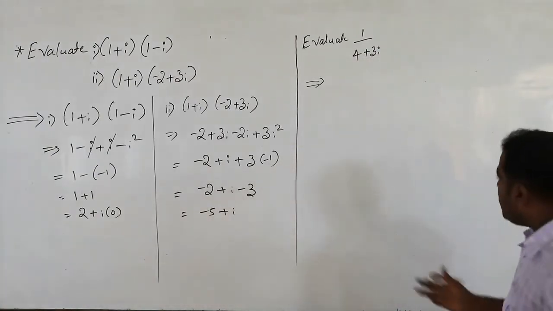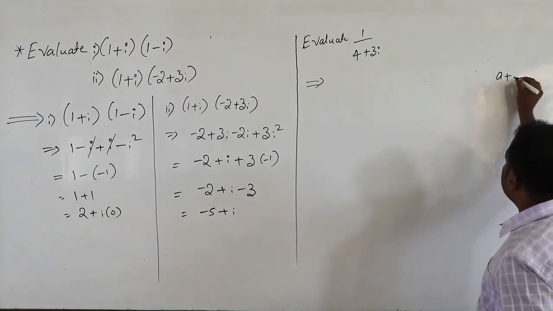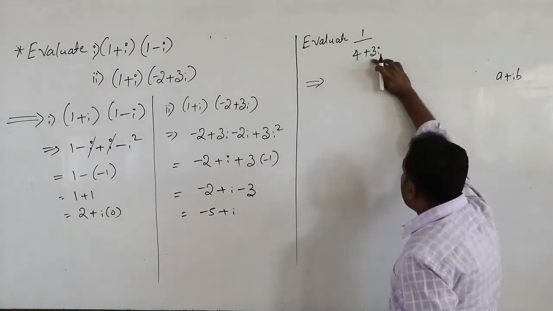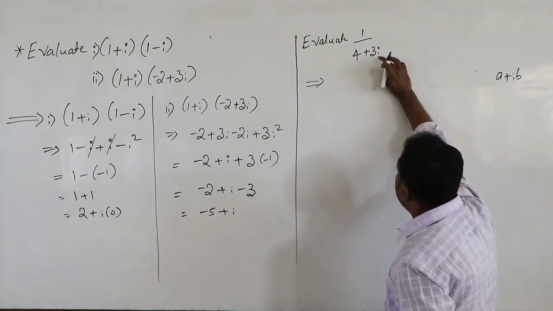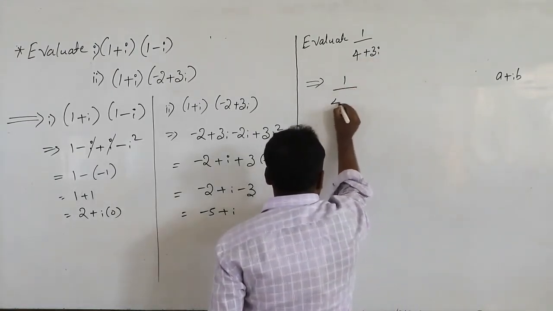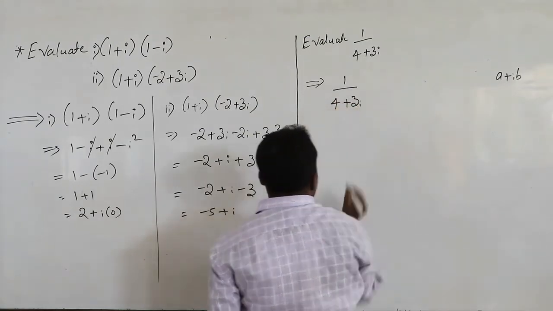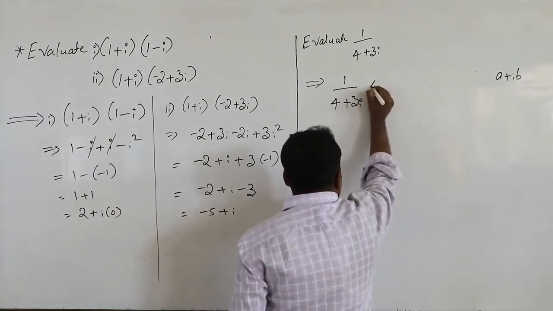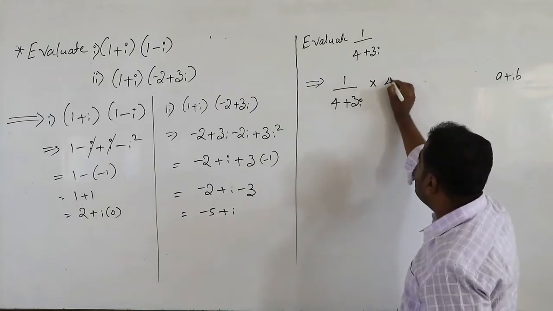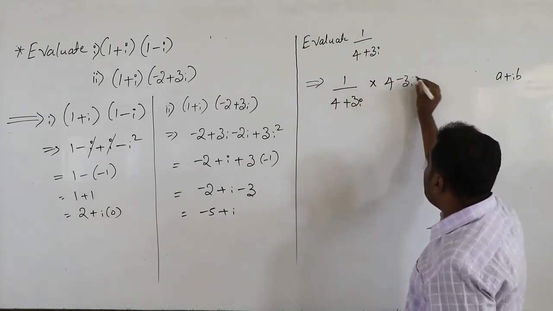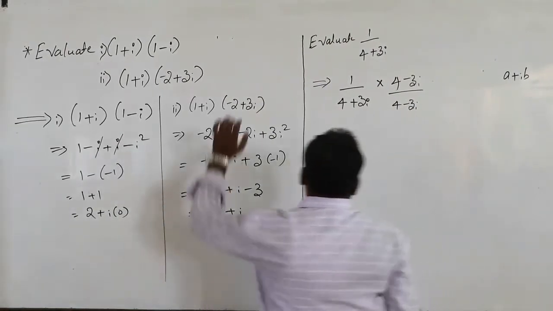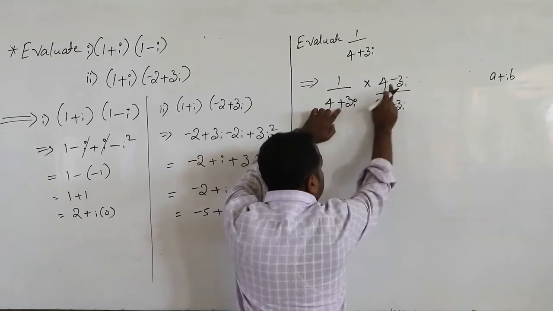Complex number is always in the form of a plus ib. In the denominator, if the i term appears, first we have to remove that i value. 1 divided by 4 plus 3i. Here rationalize, multiply and divide by the same term. Here plus, consider minus: 4 minus 3i divided by 4 minus 3i. Suppose if it is minus, here we have to consider plus.